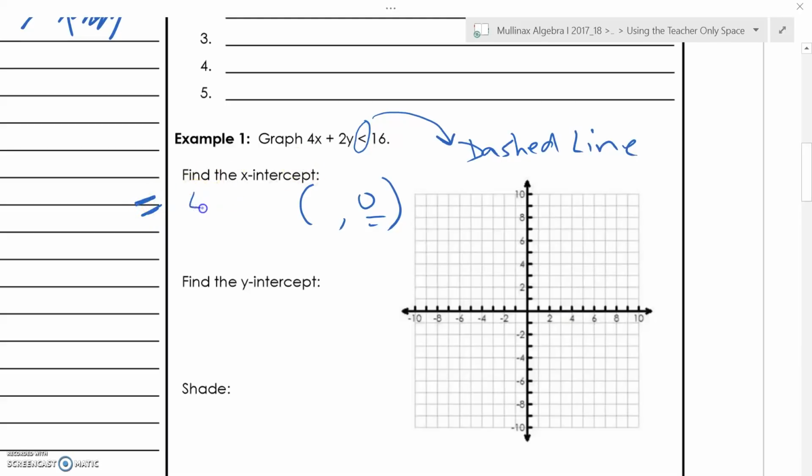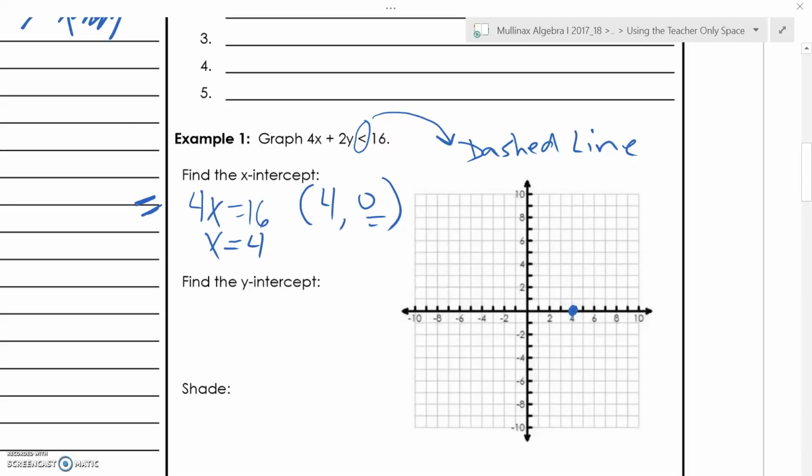So the x-intercept: 4x plus 0 equals 16. So x would equal, divide both sides by 4, and 16 divided by 4 is 4. So x equals 4 when y is 0. So the point (4, 0) is a point on the line.